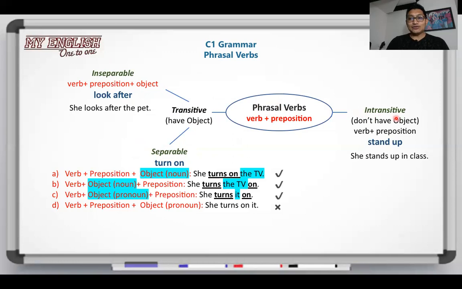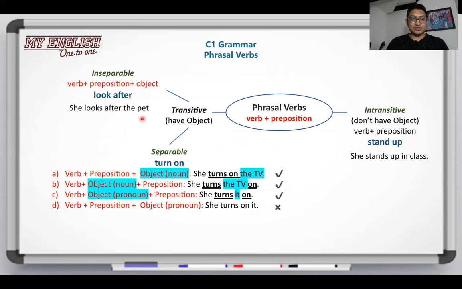Now, intransitive phrasal verbs don't have an object. They have a verb and a preposition, such as the case of the verb stand up. This verb doesn't have an object and you cannot separate it either. You have to use it directly like this one. For example, she stands up in class. There is an entire list of intransitive phrasal verbs that you're going to have also in the description and the links. Now, we're going to go to the transitive phrasal verbs.